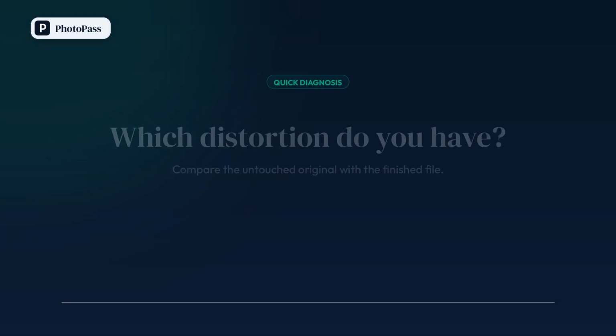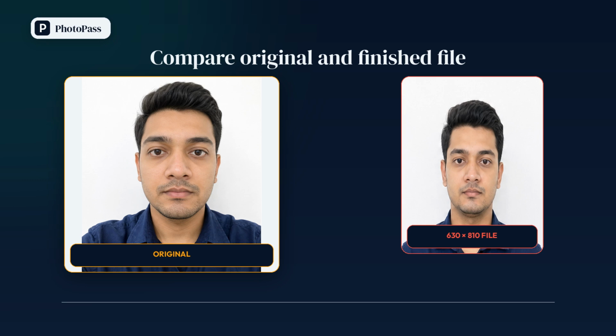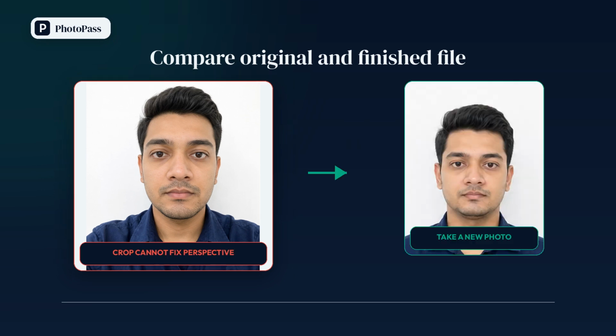Here is a quick way to identify which distortion problem you have. Open the original photograph and the finished 630 by 810 file side by side. If your nose already looks unusually large, your ears look compressed, or the center of your face appears exaggerated in the original, the camera was probably too close. Cropping that photograph differently will not remove the perspective distortion. You need to take a new photo.